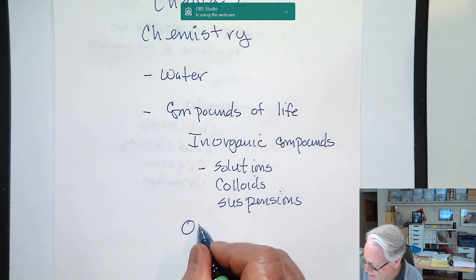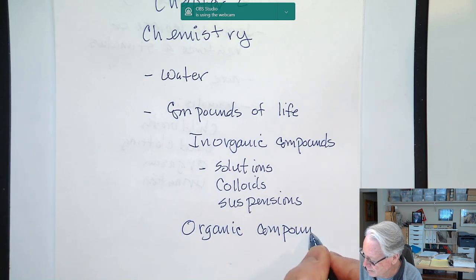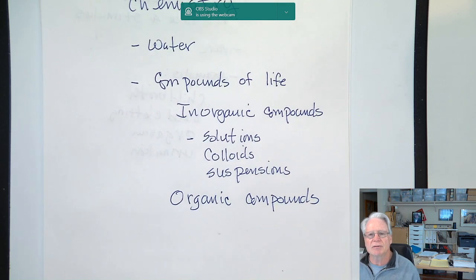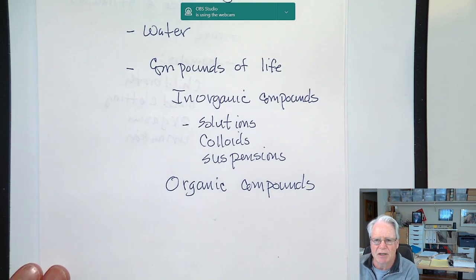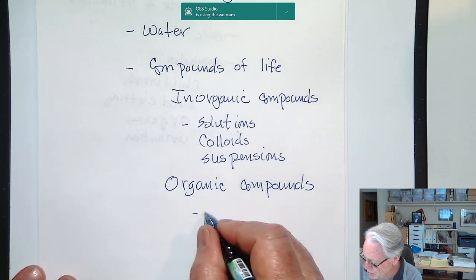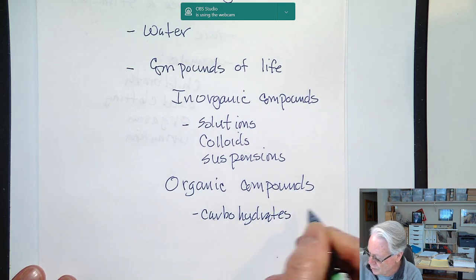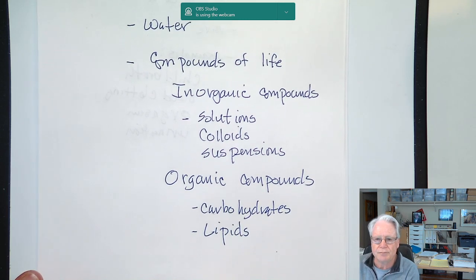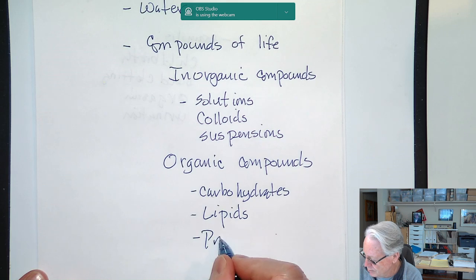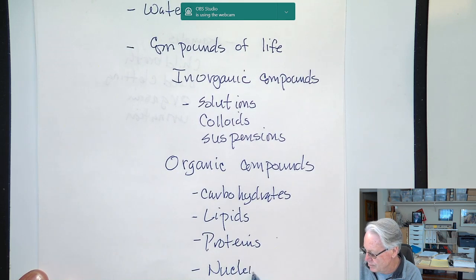And then we're going to look at organic compounds. Here we're going to look at the organic compounds that you are composed of. We're going to confine our discussion to the major macromolecules that you are composed of, which would be carbohydrates, lipids, proteins, and nucleic acids.